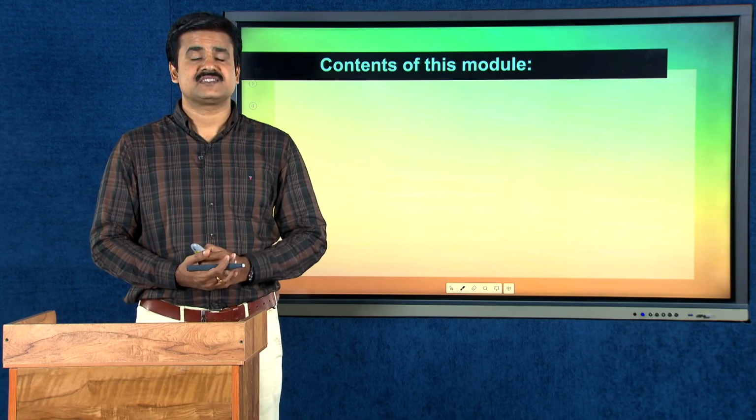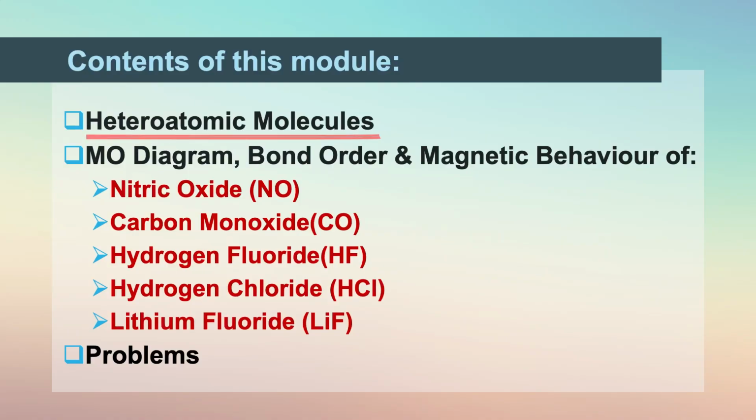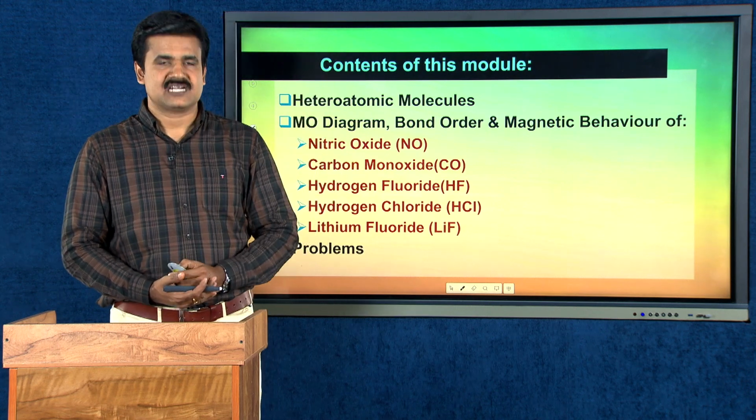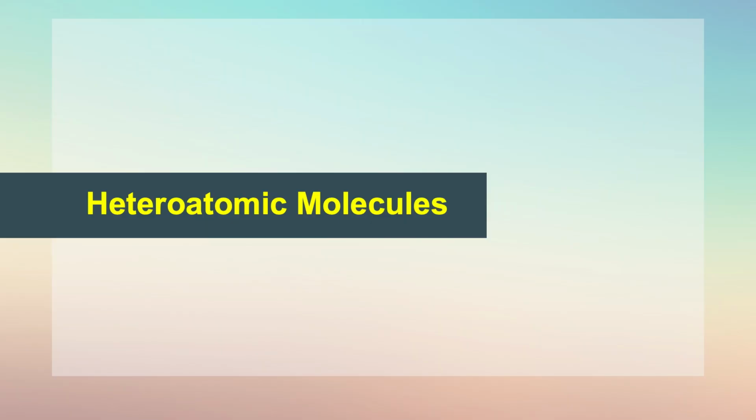The contents of this module are heteroatomic molecules, molecular orbital diagram, bond order and magnetic behavior of nitric oxide, carbon monoxide, hydrogen fluoride, hydrogen chloride and lithium fluoride molecule. Finally, we have problems based on these concepts. First of all, we are discussing heteroatomic molecules.